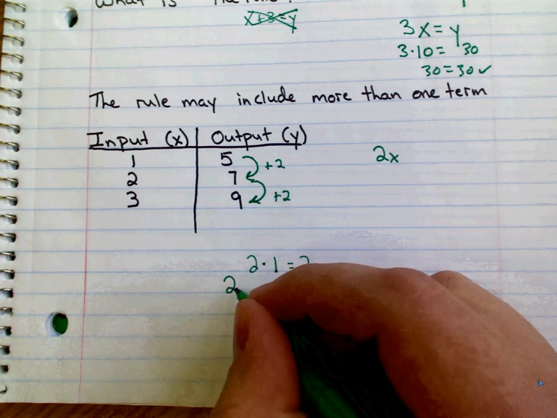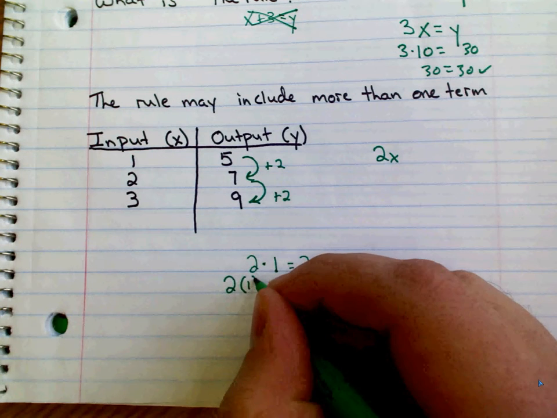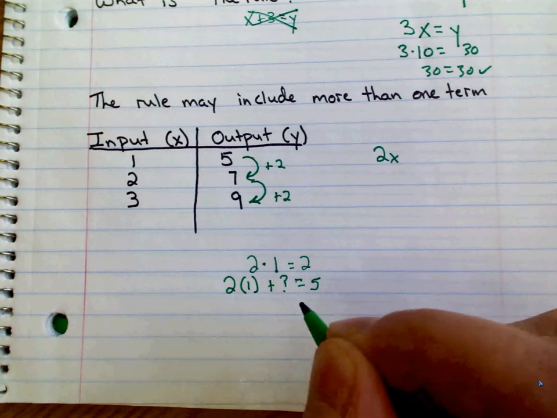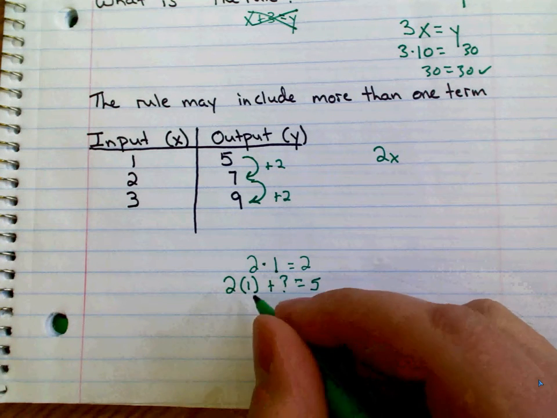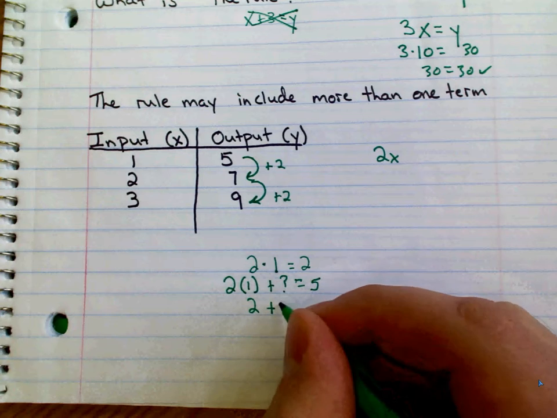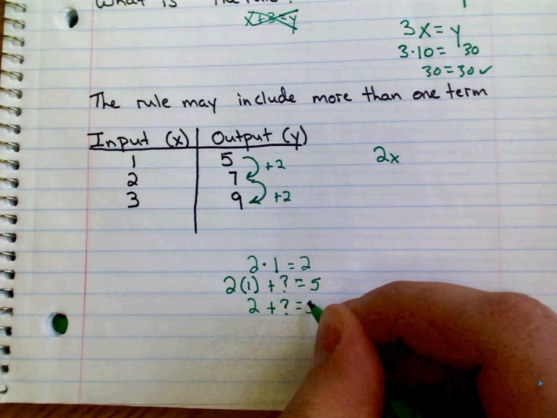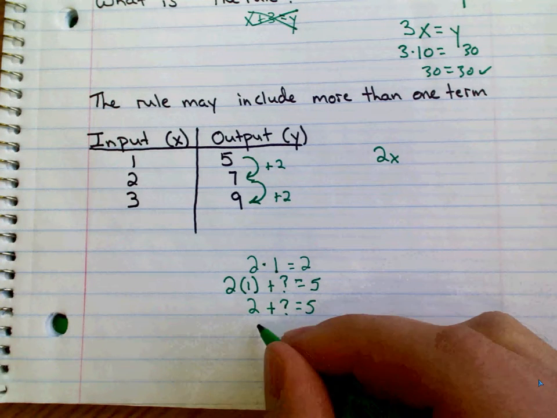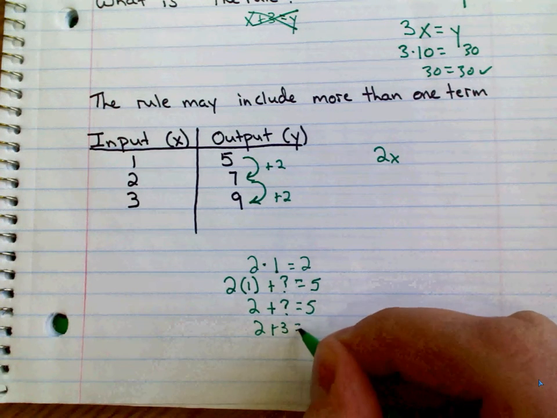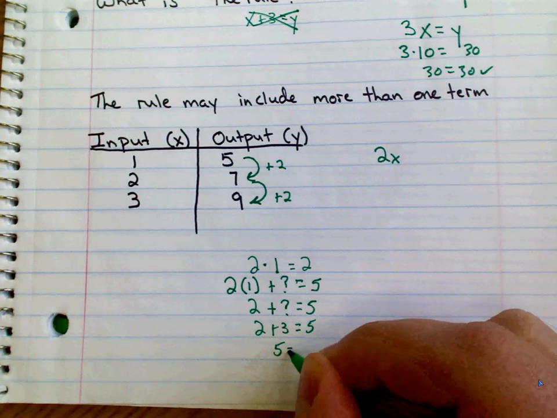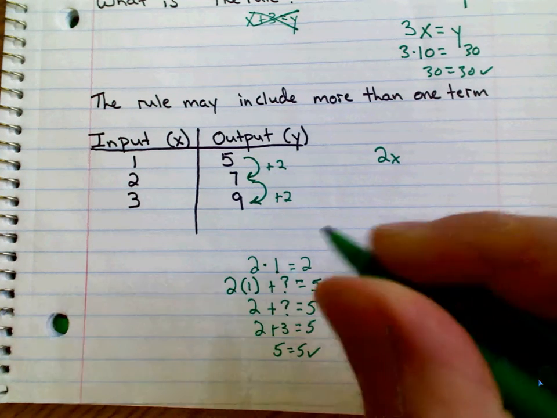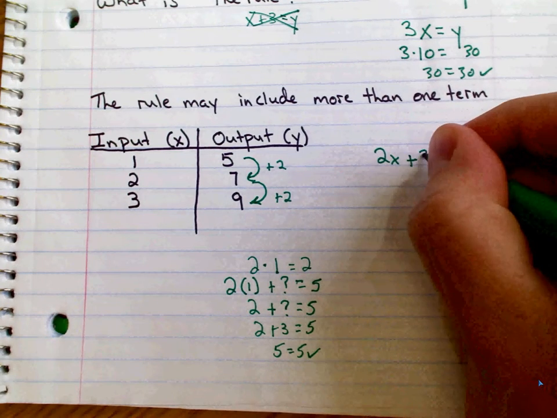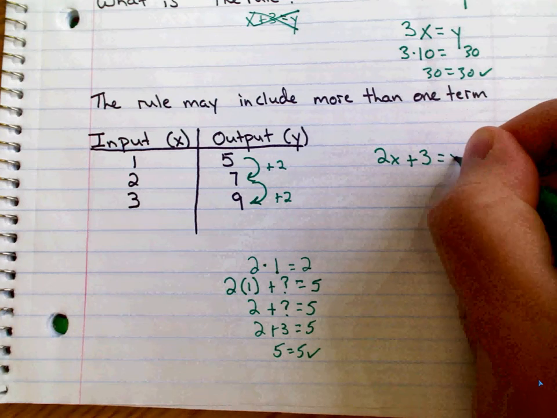So we have 2 times 1 plus what equals 5? So we know that 2 times 1 is 2, plus our unknown equals 5. We can all come through and take a look and say that we know that 2 plus 3 equals 5, and 5 equals 5. So our rule could be 2x plus 3 equals y.